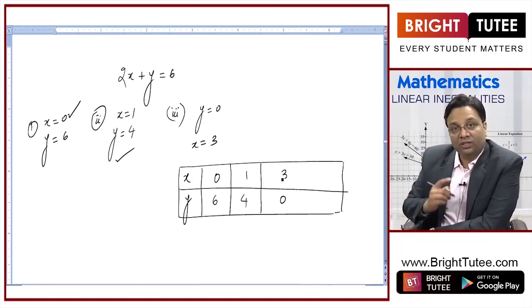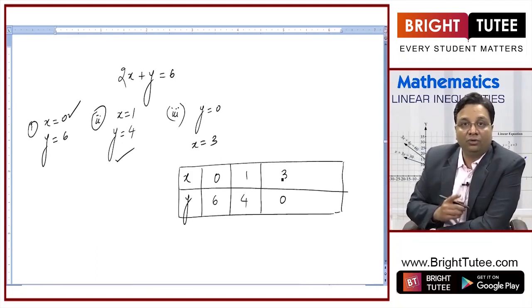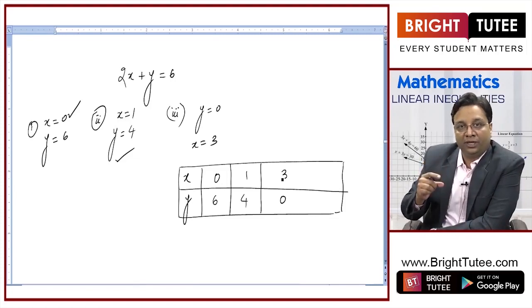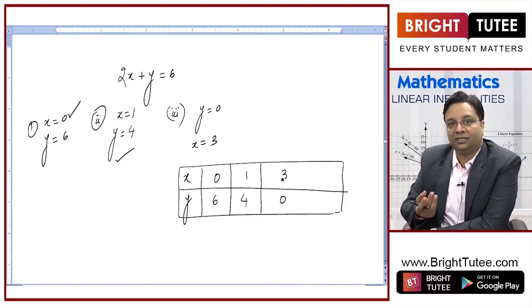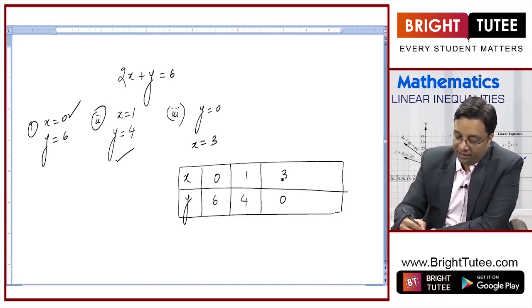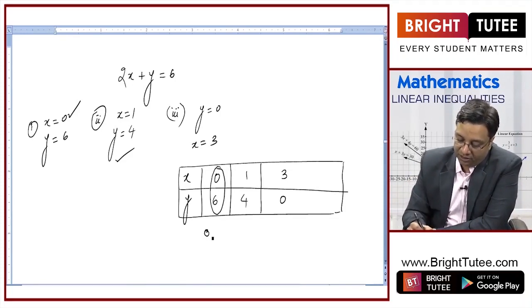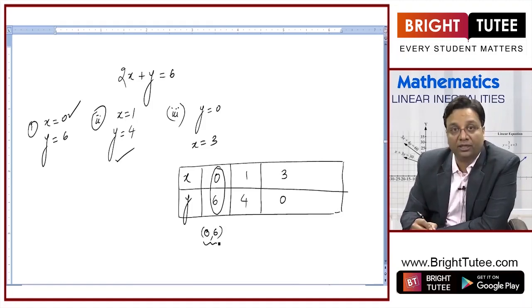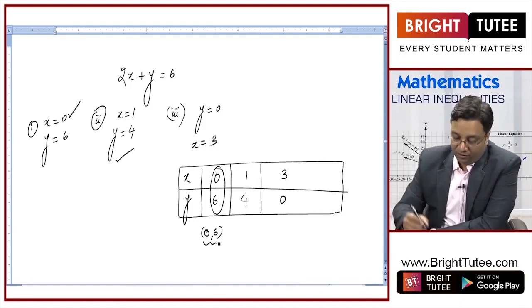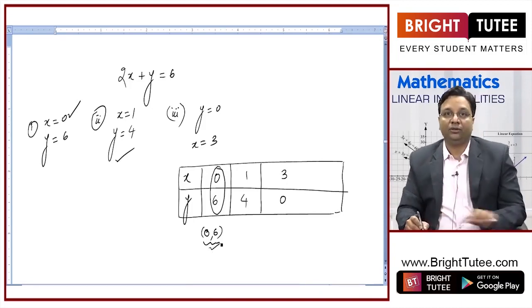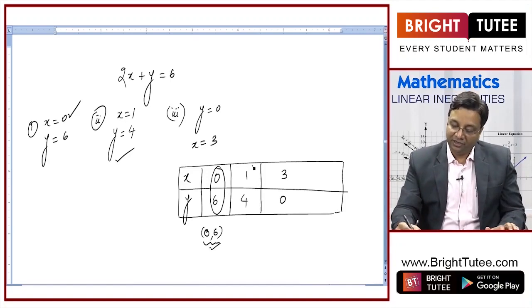Now we have also studied coordinate geometry and how to locate a point whose coordinates are given on a Cartesian plane. So look at these coordinates. x 0 and y 6 can be written as this point here. This is a point with coordinates (0, 6). So we can easily locate this point on the Cartesian plane. Similarly, we can locate this point and this point.